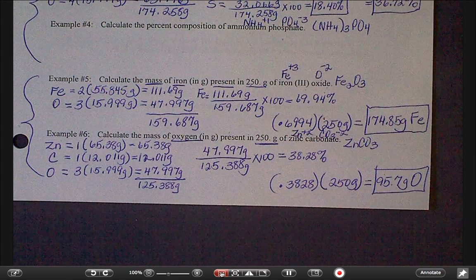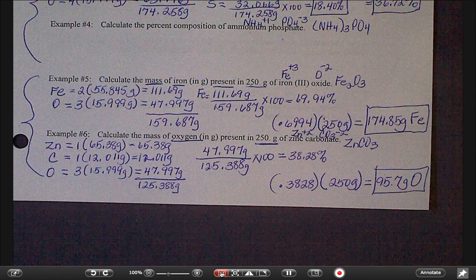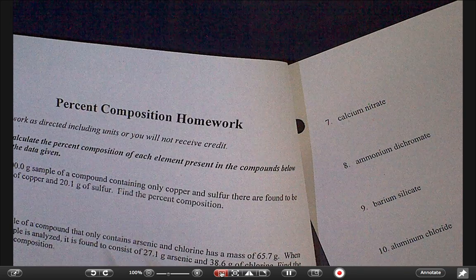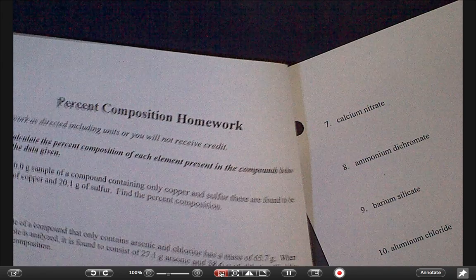Now what's your assignment? All of this. Yours is odds. Pre-AP is odds, regular is evens. Okay? Alright, if I were you, I would go through and circle all my odd numbers.